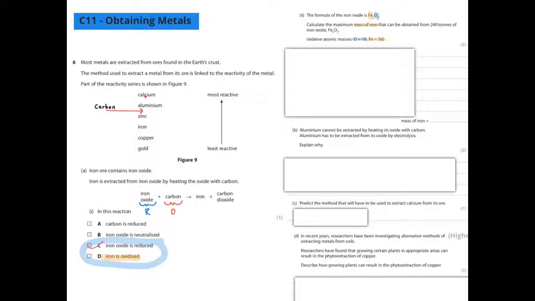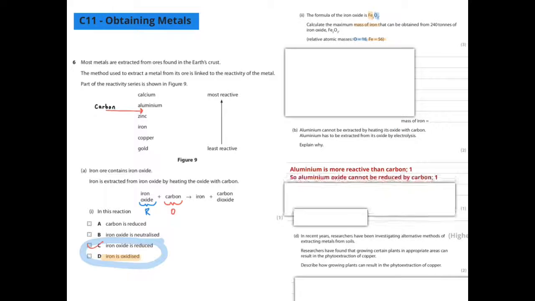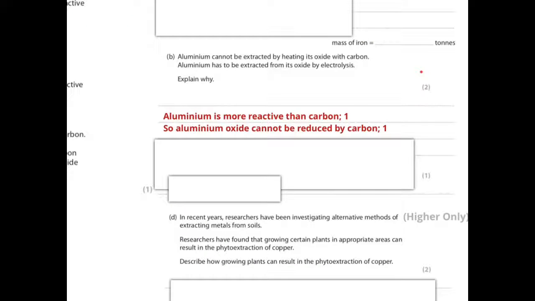We need the energy and electricity to break aluminium down, to decompose it, to separate it from oxygen. So aluminium is more reactive than carbon. That's stating why we can't use carbon. Now we need to go into a little bit more detail. So aluminium oxide cannot be reduced by carbon. Remember, 2 marks for 2 points.